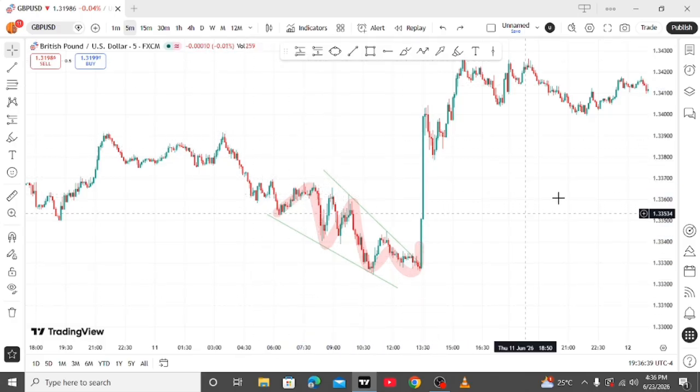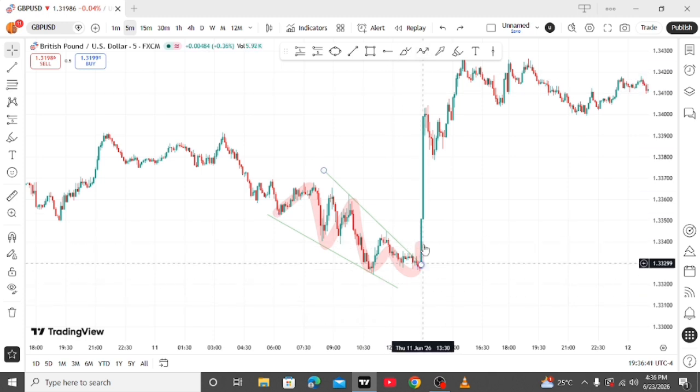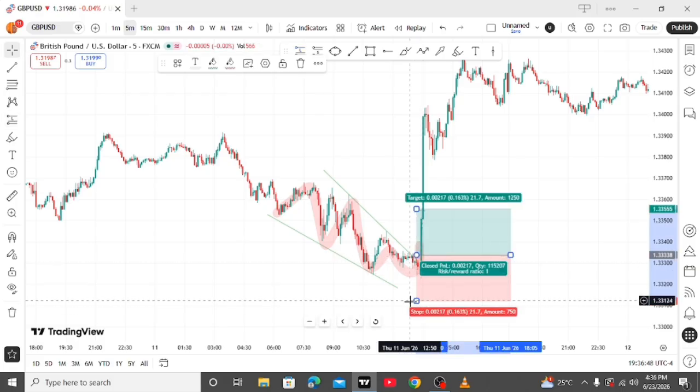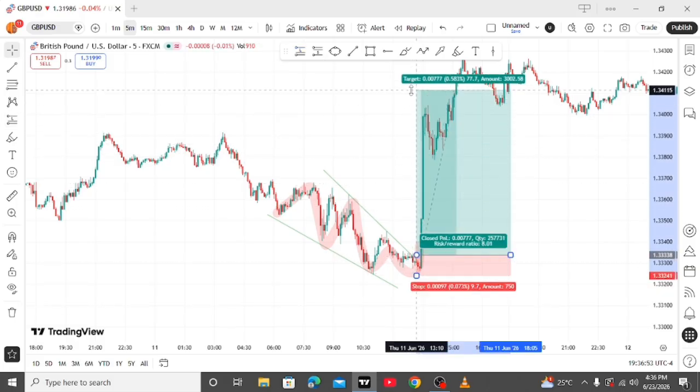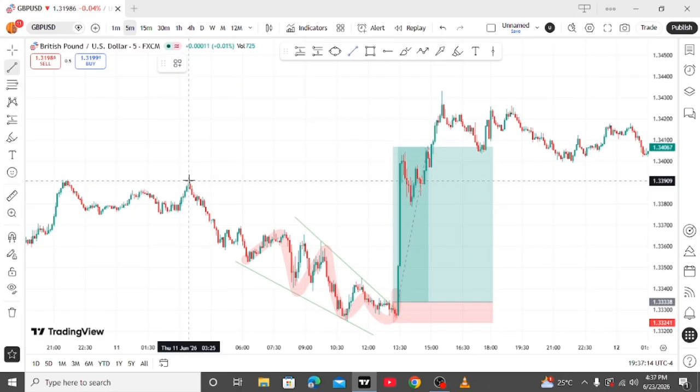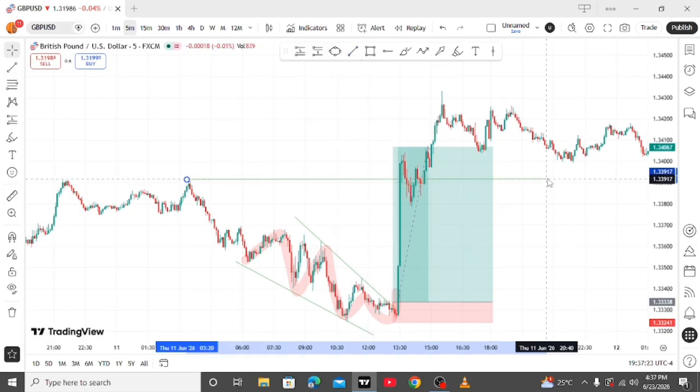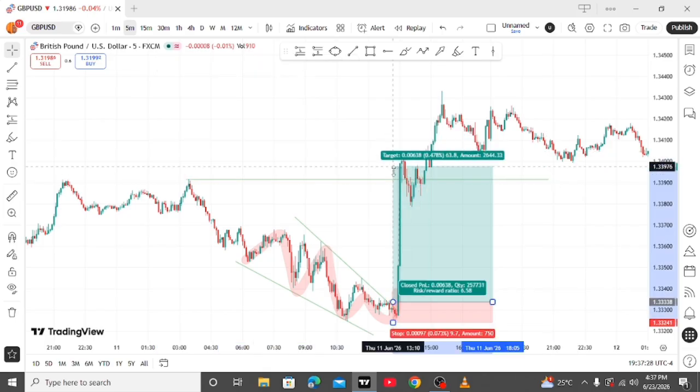So this is where we wait for the market to break our trend line. As you can see, the market broke the trend line, and this is where we enter a long position. Stop loss, then take profit to the upside. When you're targeting your take profit, you shouldn't take it so high. You can take our profit around this area.